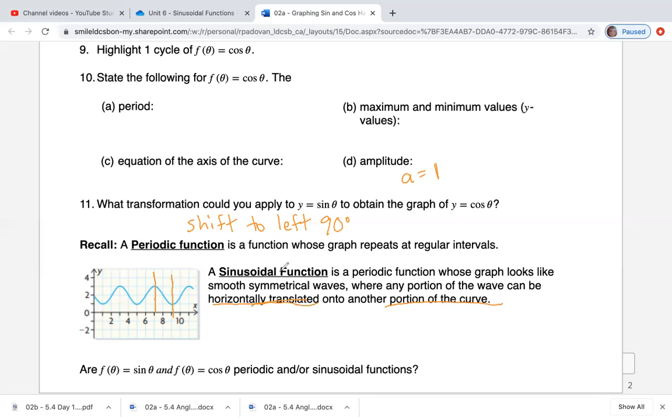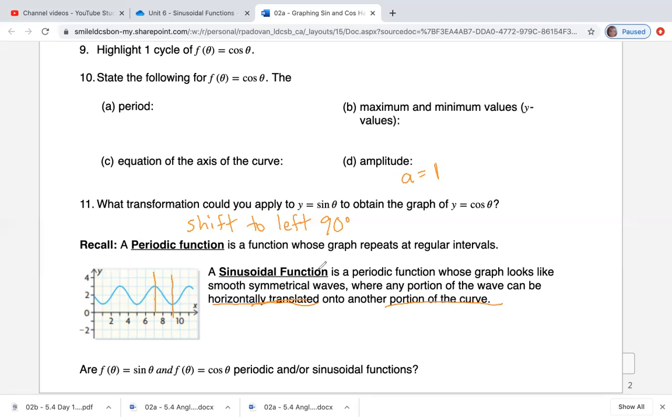So again, periodic means that the graph repeats at regular intervals. So I can see from the graph that it does repeat at regular intervals, right? It has that 360-degree period, and then it does the same thing over again for 360 degrees, and then it does the same thing over again for 360 degrees. So that means it's periodic.